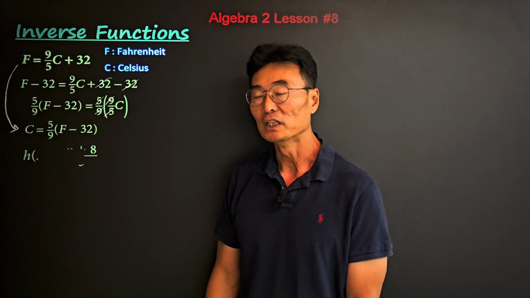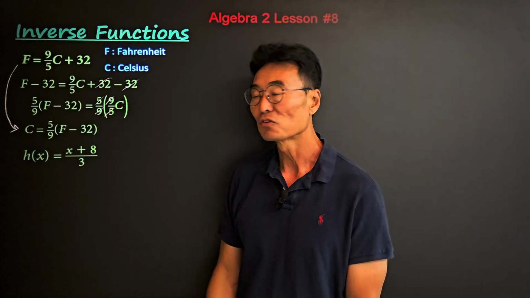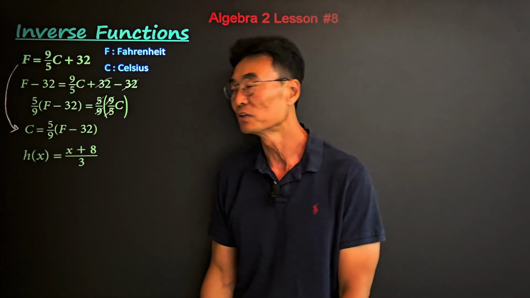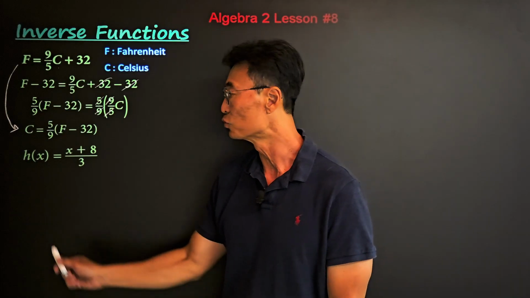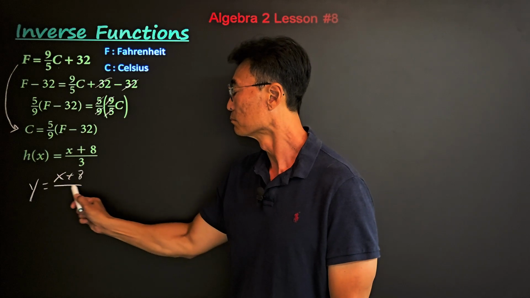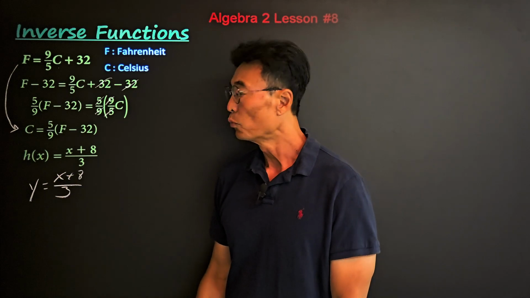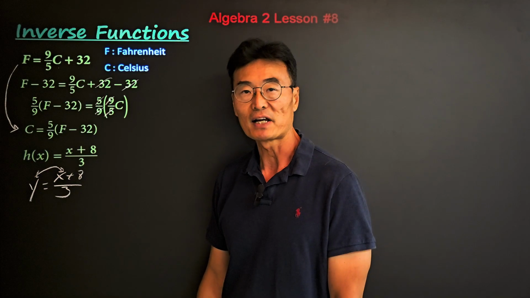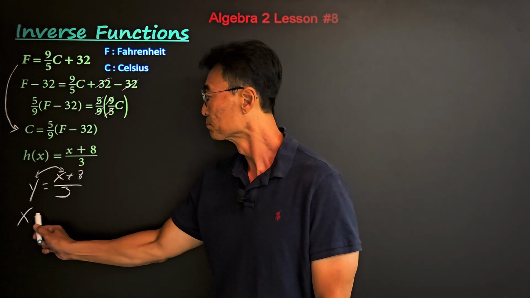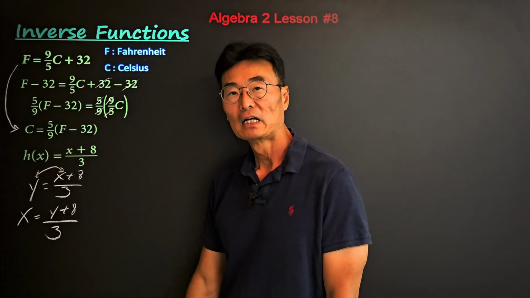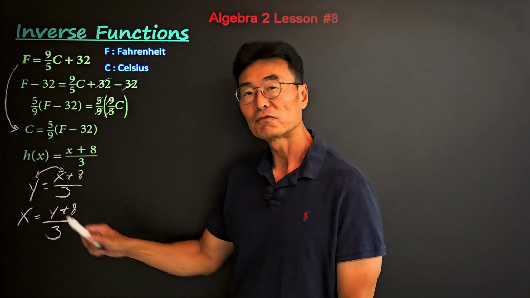If you have an equation such as h of x equals (x plus 8)/3 and want to find the inverse function, the first thing you want to do is change that h of x into y. Then we would swap or switch the x and the y values, making it x equals (y plus 8)/3. Then we would solve for y.